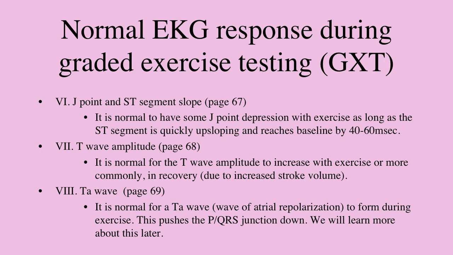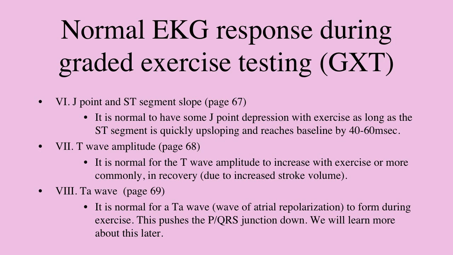That's the J point. So the J point can be at the baseline and be normal, but it can also be, as stated here, underneath the baseline a little bit, as long as the ST segment is quickly upsloping and gets back to normal. On page 67, those are normal responses. The J point is a little bit below the baseline, but it comes back up real fast. So that's a normal response. We'll talk later today about a J point that's quite depressed and comes up slowly, and we'll be exploring that later.